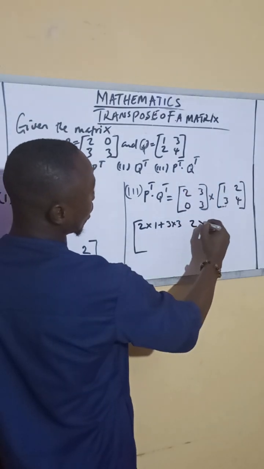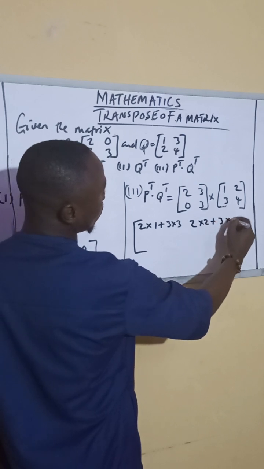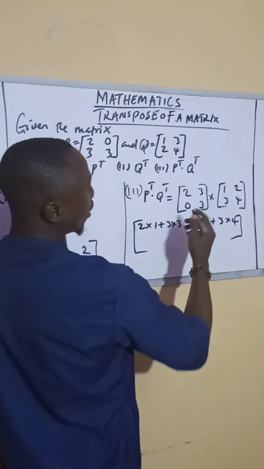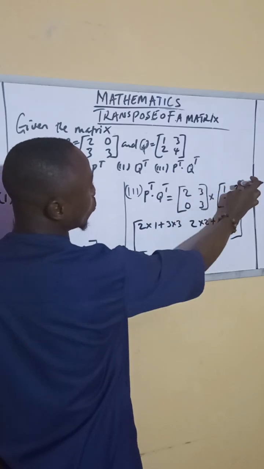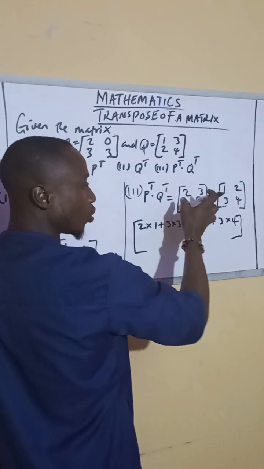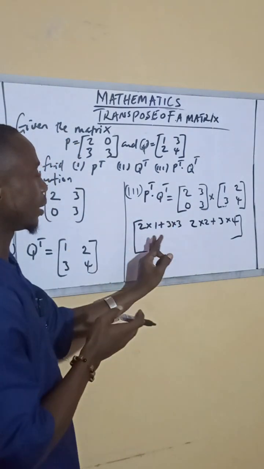Say 2 times 2 plus 3 times 4. If you observe this second one now, the two of them do the same thing to this guy at the back. 2 times 2 and 3 times 4. You will work on the row and column together. Now we'll apply the same thing to this one.